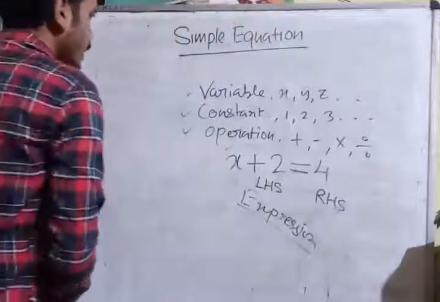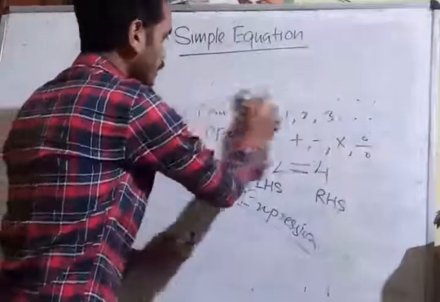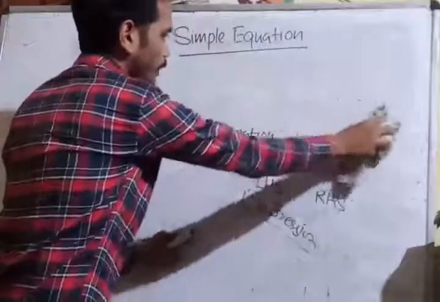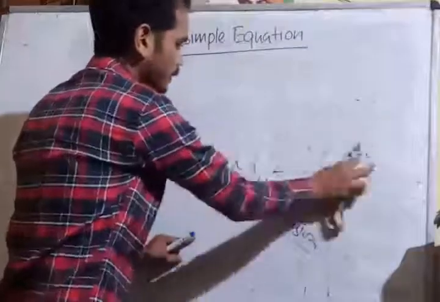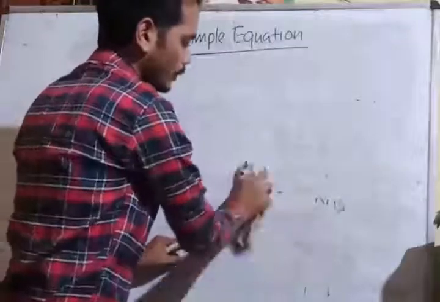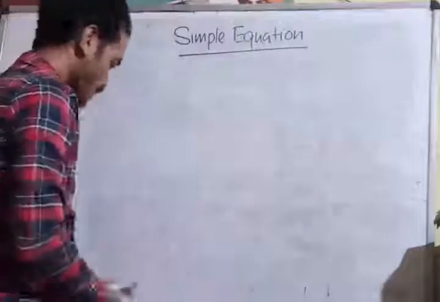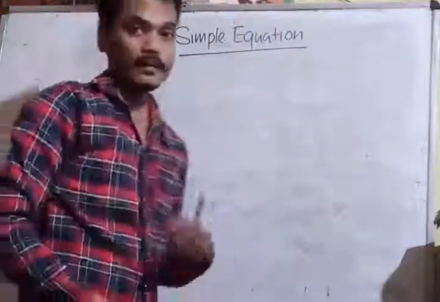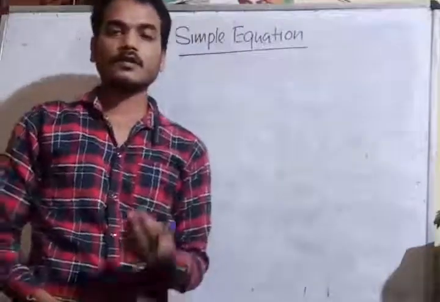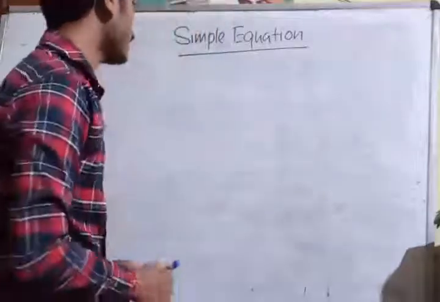Now different methods are there to solve the equation. First of all we will be discussing the balancing method. In your exercise 4.2, this balancing method is there. After that, the transposing method is also there. This is very important. So let's discuss the balancing method.